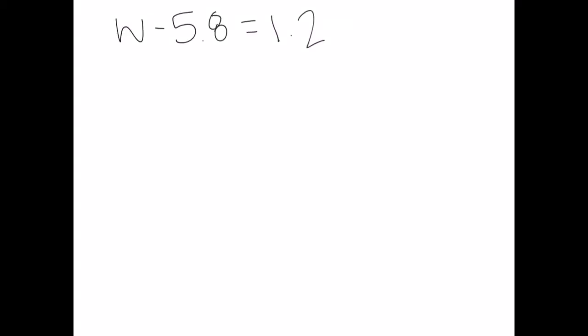So in order to find out what W is, instead of subtracting, we need to add 5.8. Add 5.8. We need to cross that out because they're both the same. And now we're left with adding 1.2 times 5 plus 5.8.